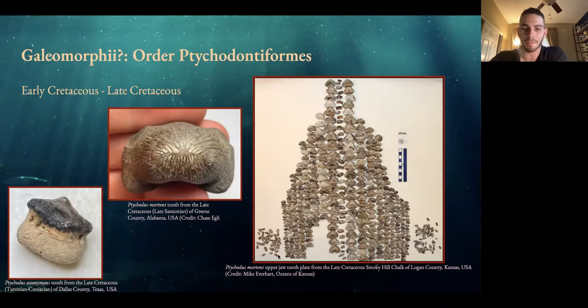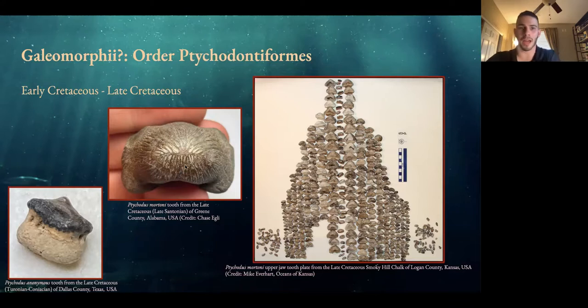We have an upper jaw tooth plate right here from Tychodus mordax. This is found in the Smoky Hill Chalk of Kansas, which is a famous Cretaceous locality within the Western Interior Seaway. So if you didn't know, much of the middle of the US was actually covered by an ocean or by a seaway during the Cretaceous. These teeth got big. So here's a Tychodus tooth from the late Cretaceous of Alabama, but you could find fist-sized Tychodus teeth, which would have been a very large shark.